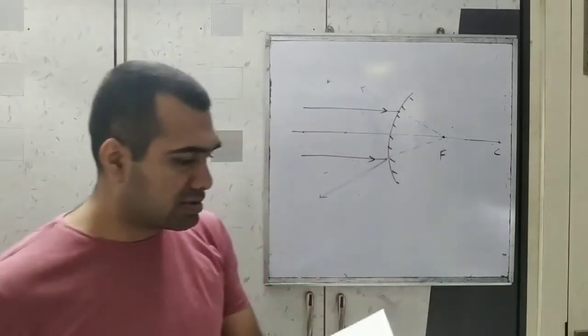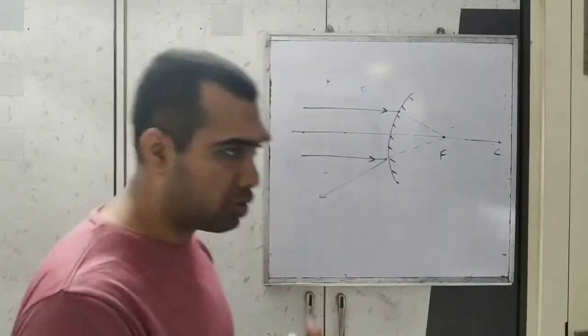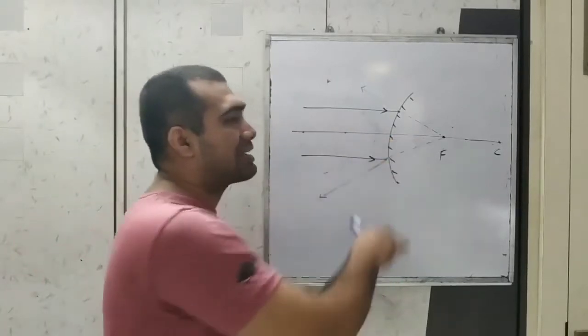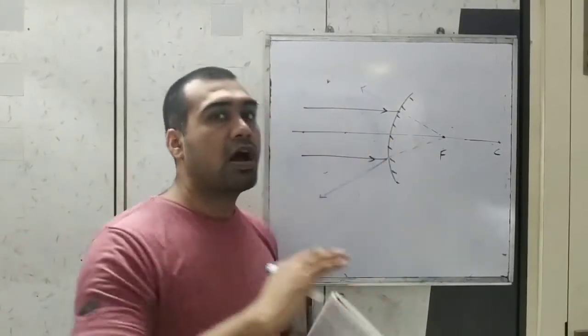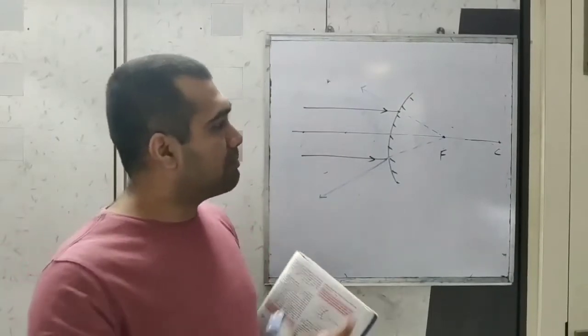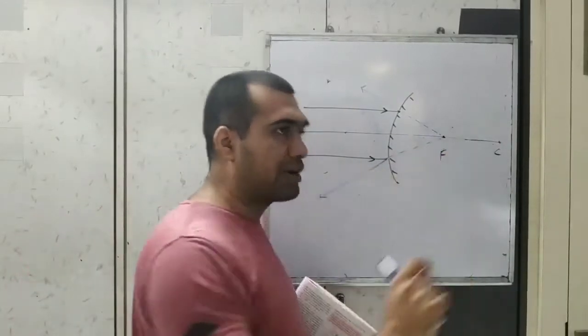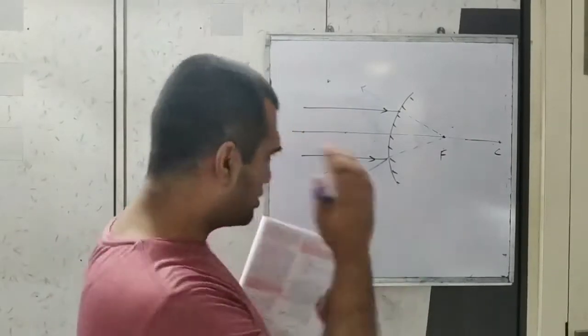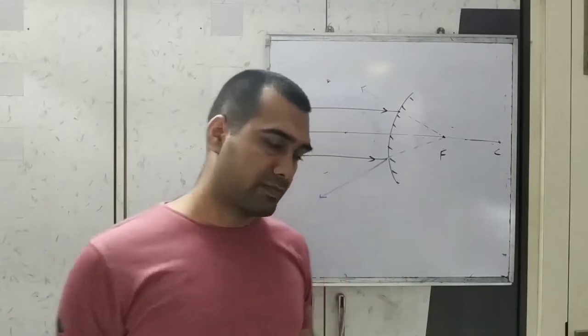So now we know how to define the principal focus of a convex mirror also. When rays of light parallel to the principal axis are incident on the convex mirror, after reflection, they appear to meet at a point on the principal axis, and that point is called the principal focus. So learn the definitions well, and if you understood the diagram, learning will become easy.